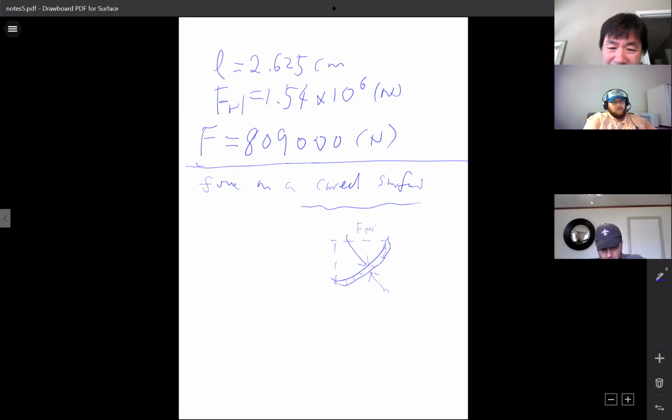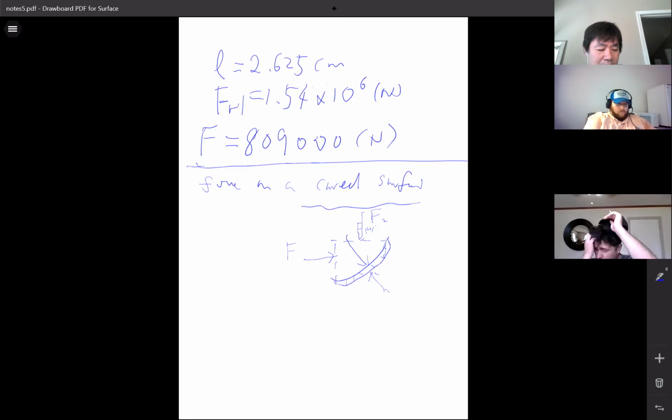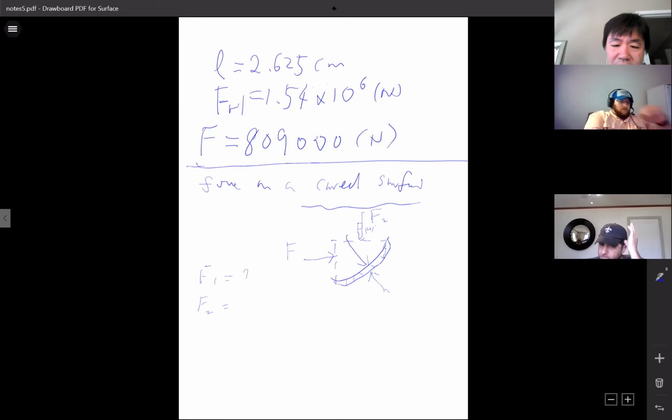Let's say I have a force F1, F2, these two plane surfaces that experience forces. So my logic here is I need to find out what F1 and F2 are. Then what is the relation between FH and F1 and F2?